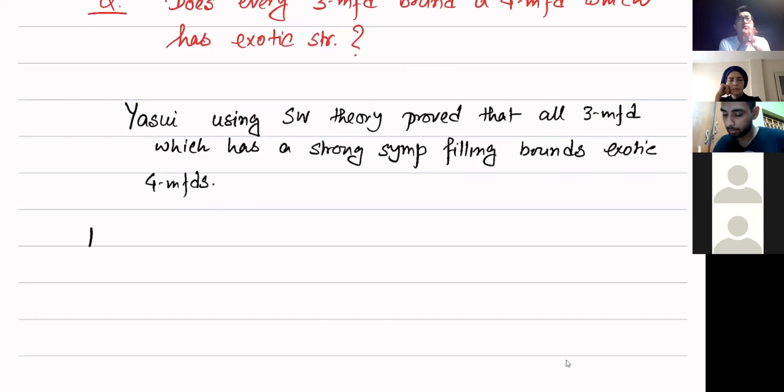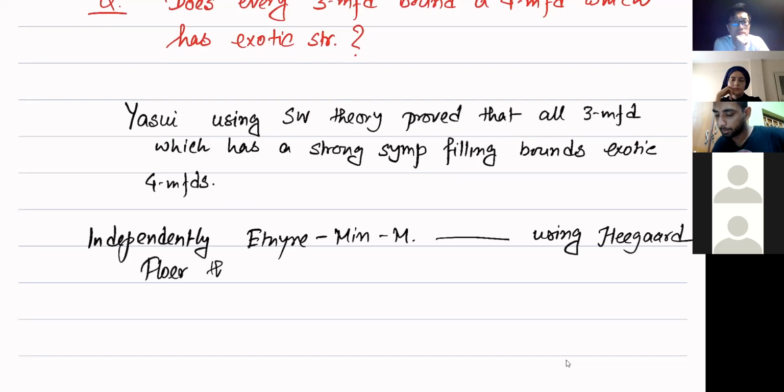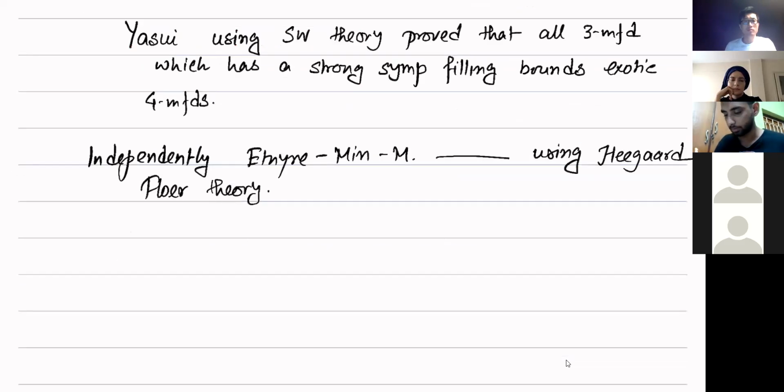Independently, Jonathan, Hyunki Min, and myself, we proved a little bit stronger result than this, a similar result but a little stronger, using Heegaard Floer theory. And recently, we came up with a much simpler proof using this new four manifold invariant. So that is what I will try to say now.